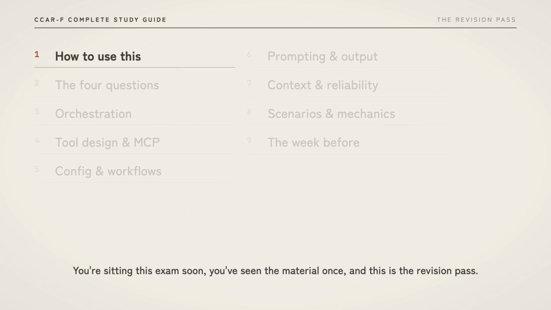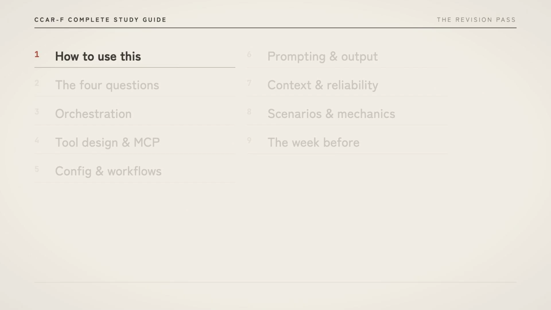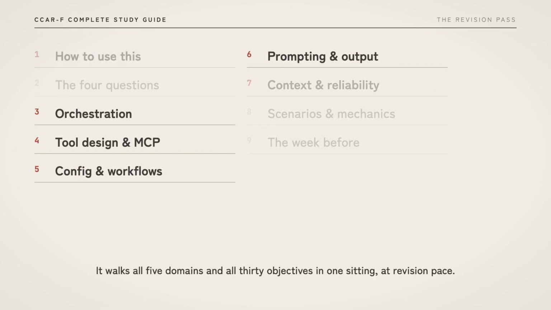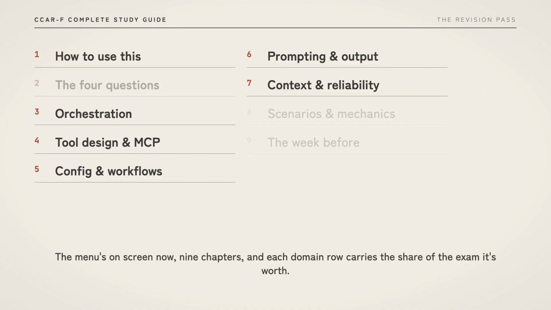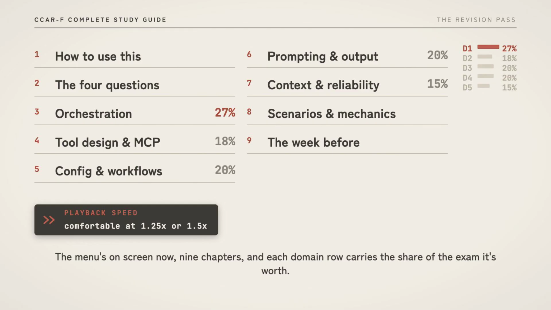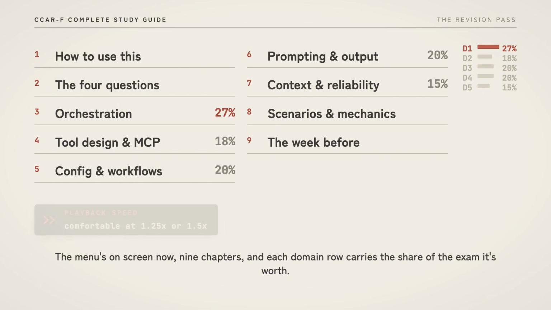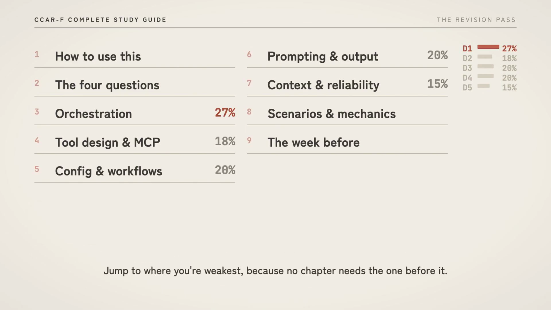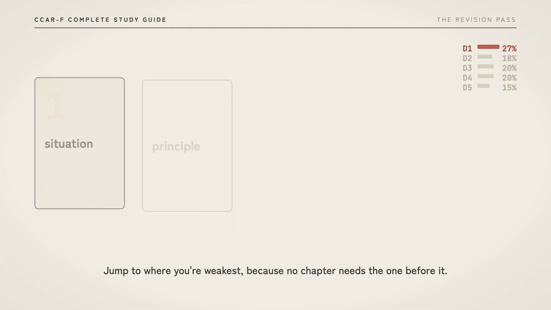You are sitting this exam soon, you've seen the material once, and this is the revision pass. It walks all 5 domains and all 30 objectives in one sitting at revision pace. The menu's on screen now, 9 chapters, and each domain row carries the share of the exam it's worth. Jump to where you are weakest, because no chapter needs the one before it.